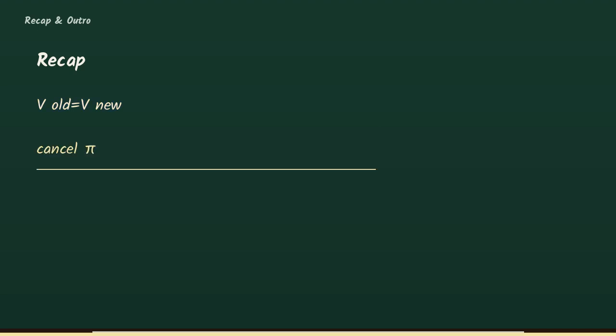Melting and recasting conserve volume only. Cancel pi, solve for the missing length. Surface is free to change. That closes the mensuration playlist.